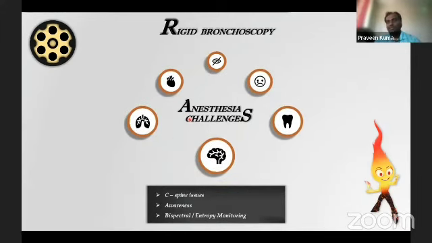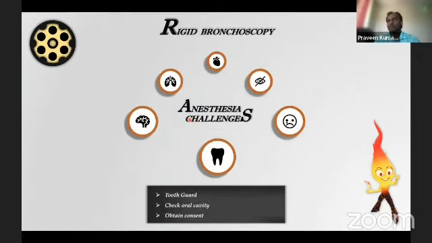Before pushing the patient for rigid bronchoscopy, we want the central incisor, the anterior commissure, and the anterior tracheal wall to be in the same line. So always look for C-spine issues before putting the patient for rigid bronchoscopy. And awareness is a recognized risk. We will not be able to titrate our induction dose; it depends upon the hemodynamics. If you have bispectral index monitoring, we can do depth of anesthesia monitoring and prevent awareness.